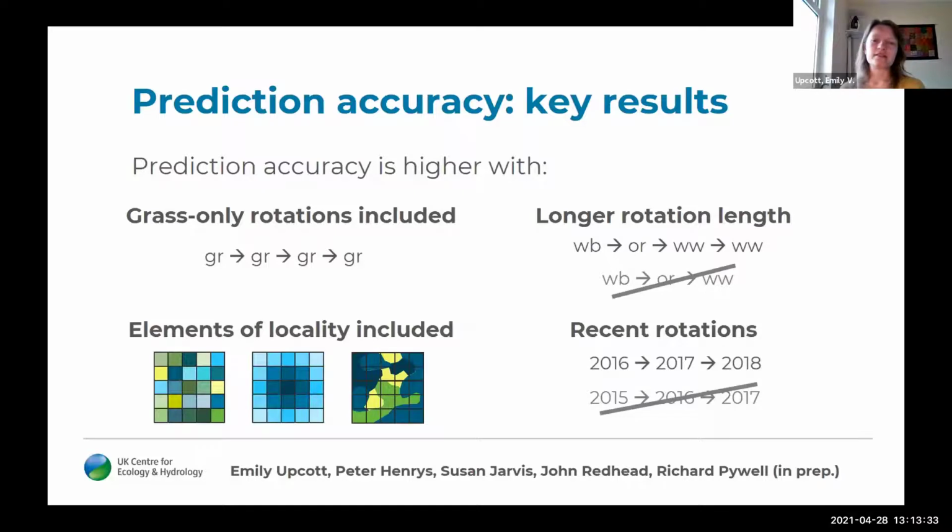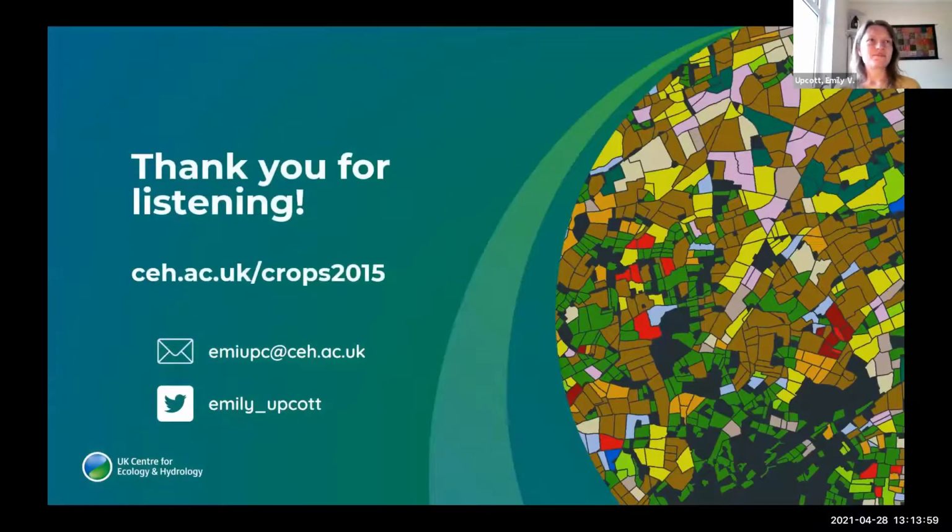Also using the more recent 3 year rotations is coming out as more accurate than any 3 year, which is quite interesting. And so overall, what we've been looking at so far, this is showing us that locality in not just space, but also time are both important in making accurate crop predictions. So that was just a whistle-stop tour of some of the exploration through the crop map I've been doing. I'd be happy to take any questions.